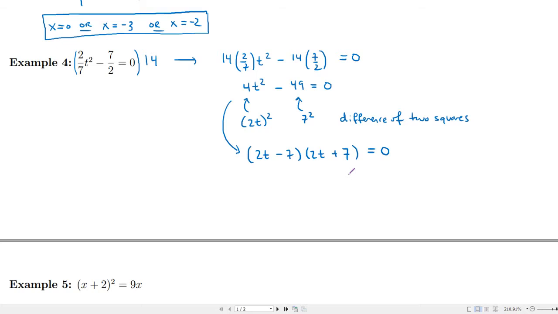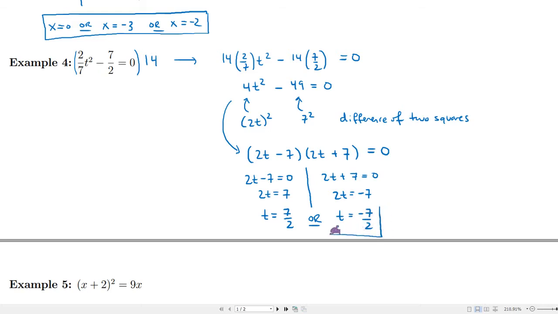So the property of 0 says that now we have either 2t minus 7 is 0 or 2t plus 7 is 0. So then we would add the 7 over, and we have 2t equals 7, or 2t is equal to minus 7. Dividing both sides by 2, we will have t equals 7 over 2, or t is equal to minus 7 over 2, and those would be our two solutions.